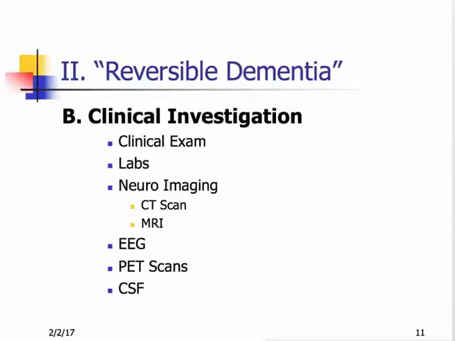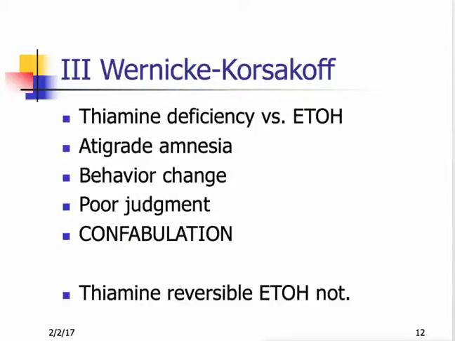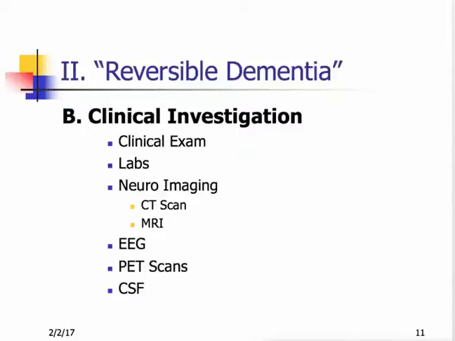increased. More in-depth exams: CT scan, MRI, PET scans, looking at the cerebral spinal fluid, I just talked about that. Those are all different exams which could help determine whether or not the person truly has dementia or whether they have one of these reversible dementias.